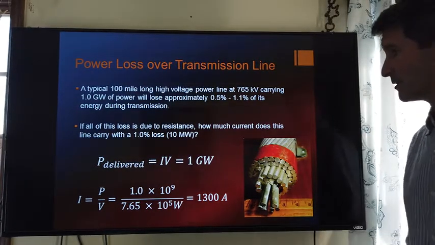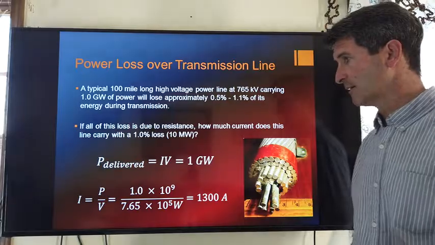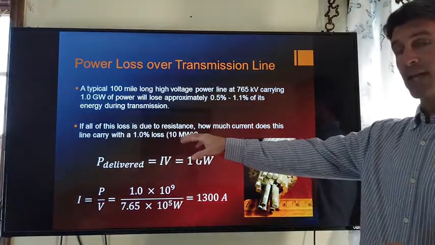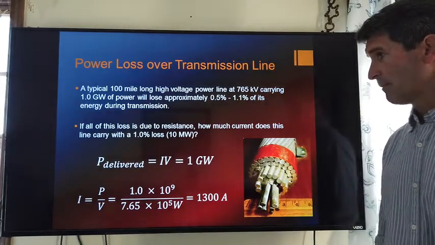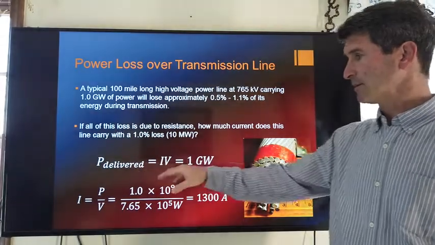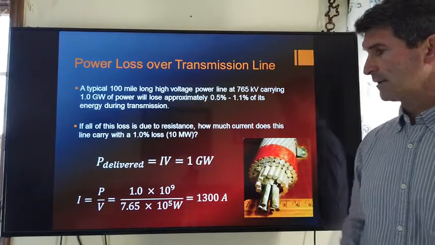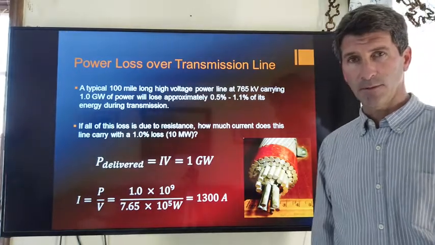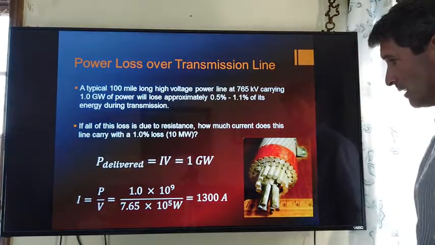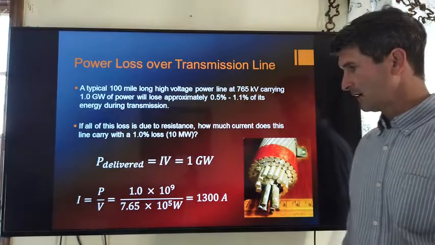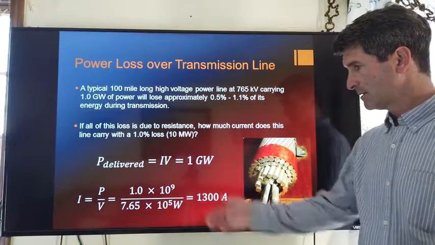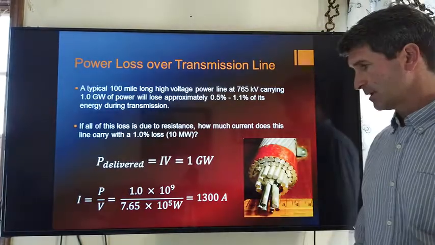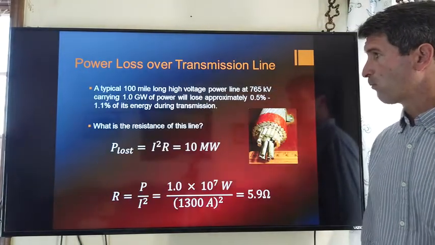Again, if all the loss is due to resistance, how much current does this line carry? Let's say it's only losing 1%. 1% of 1 gigawatt is 10 megawatts. Thus the power delivered again is 1 gigawatt. We can look at the current. This big transmission line would carry about 1,300 amps. Again, very thick. But again, to deliver this much power, we want to keep our losses as low as possible.